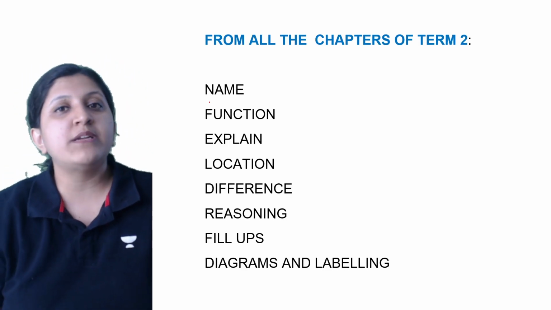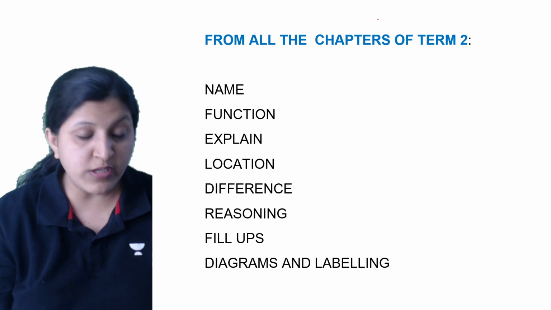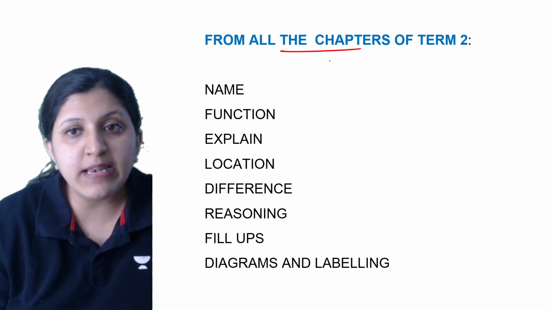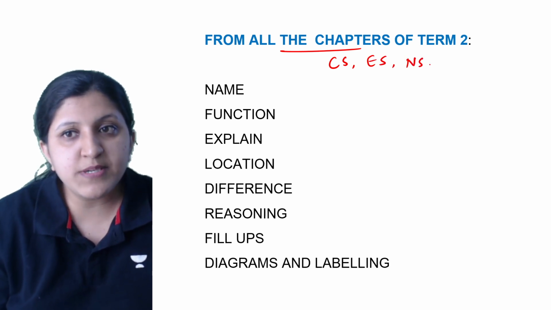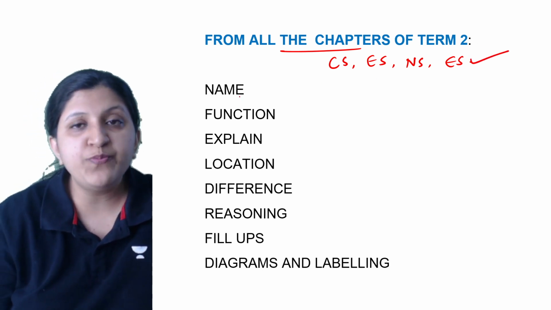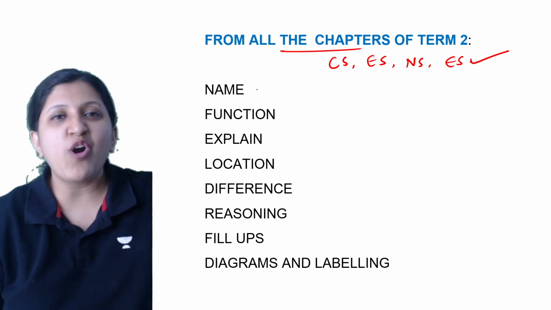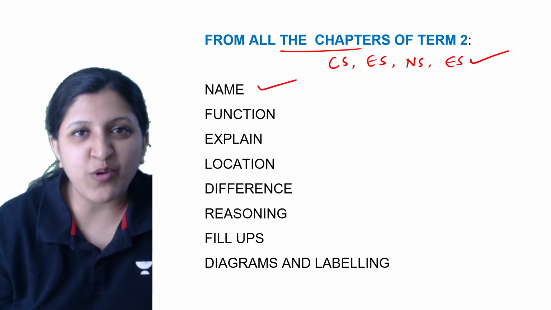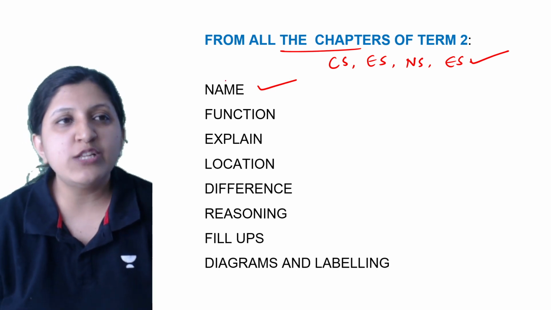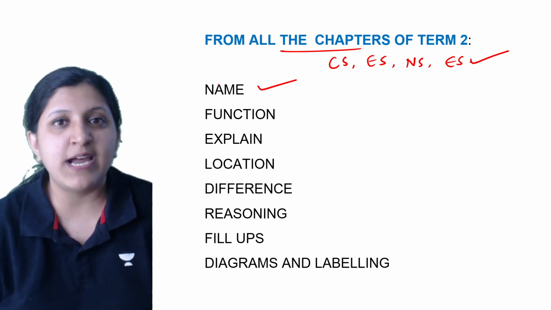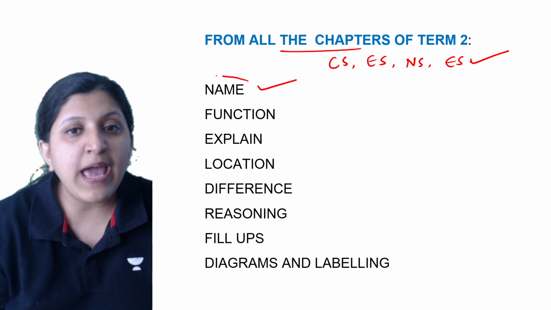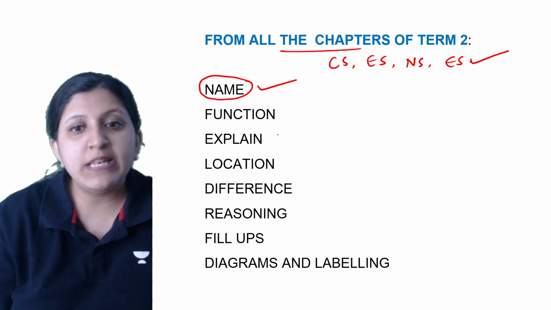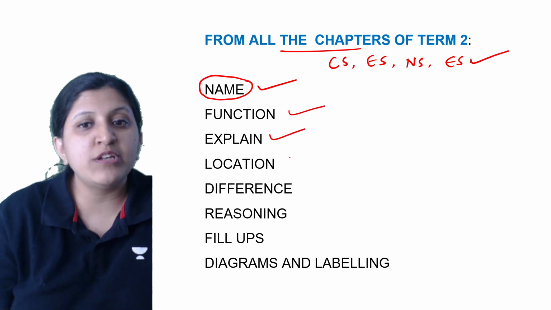So from all the chapters of term 2, what all chapters are you having? It is the circulatory system. Okay, then there is the excretory system, the nervous system is there, and then there is the endocrine system. So these 4 chapters you are having for term 2. Make sure you know each and every corner, they'll ask you to name the following. So make sure that you have studied well in detail. If there is no time, if you haven't studied, go for bigger explanations. Okay, if time is there, you can concentrate on this one. Mainly you can go for explain, function, location.